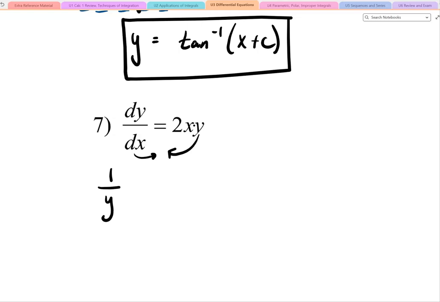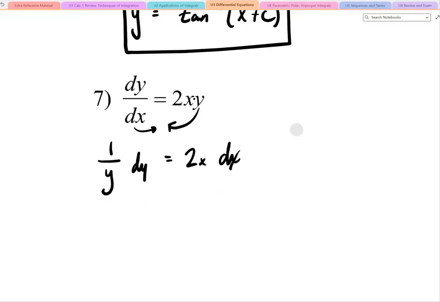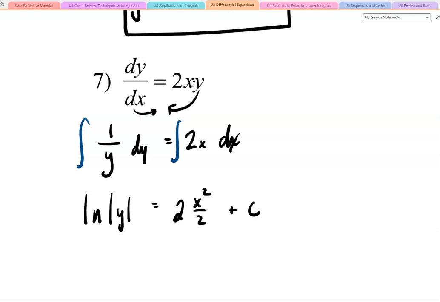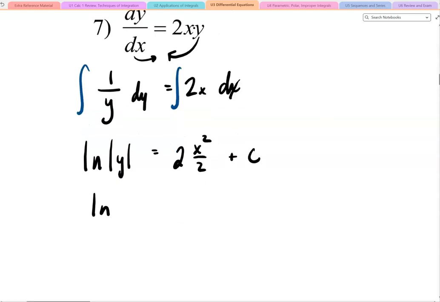That'll leave me with 1 over y dy on the left side and 2x dx on the right. And if we apply an integral to both sides of the equation here, now the antiderivative of 1 over y is the natural log of y. I will include my absolute value bars here because I don't know if y is positive or not. It needs to be when we use that logarithm. Then the antiderivative of 2x is going to be 2 times x squared over 2 plus c. Of course, that's going to simplify, so we now have natural log of y equals x squared plus c.